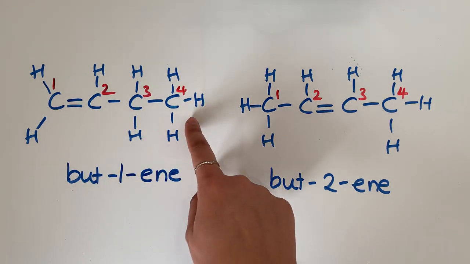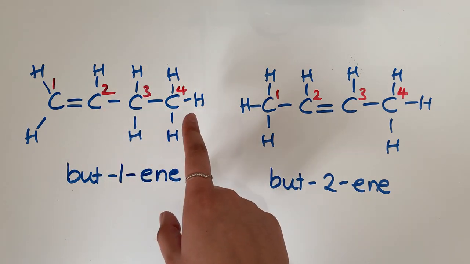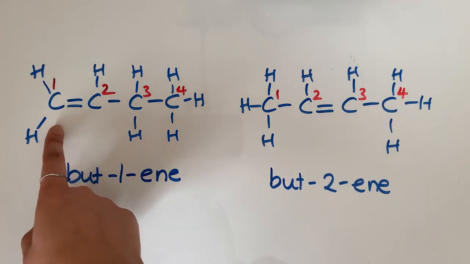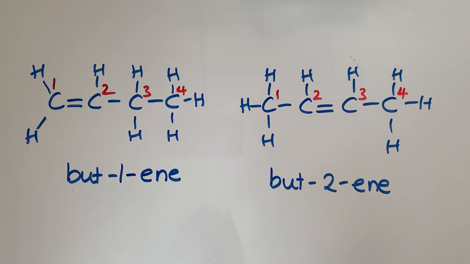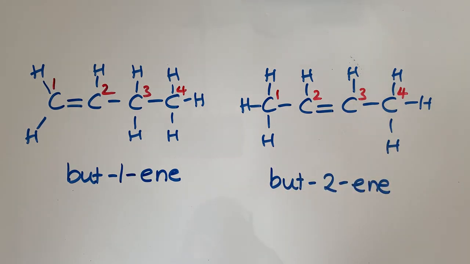So if I started numbering from here, it would be called 1, 2, 3. So technically, you would have called it but-3-ene, but that's incorrect. That's not the correct name for this, because we've got to start numbering from the side where the double bond falls on the smallest number carbons. In this one, it didn't matter because the double bond's right in the middle.